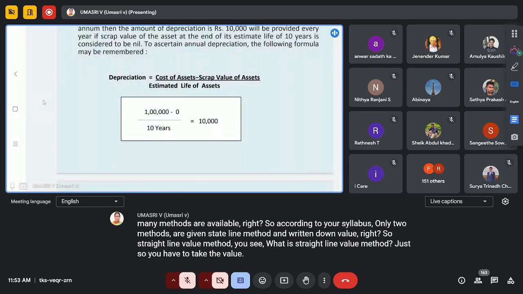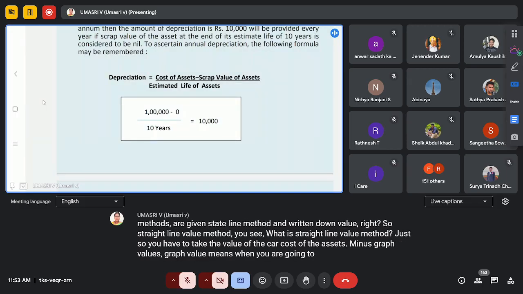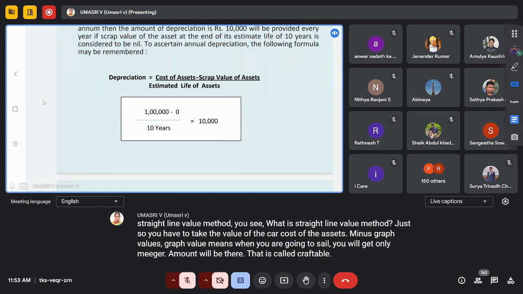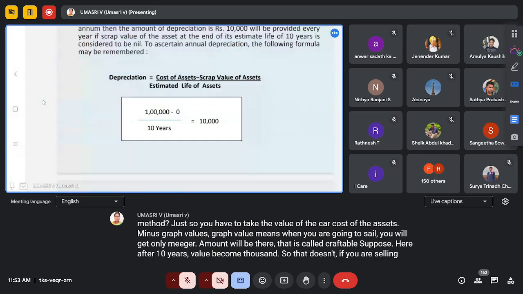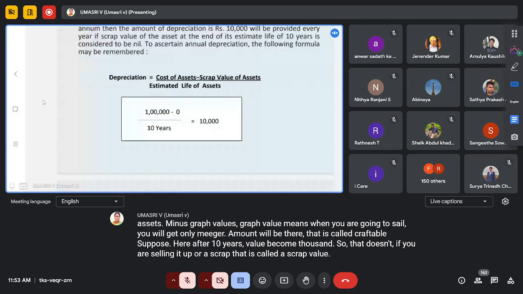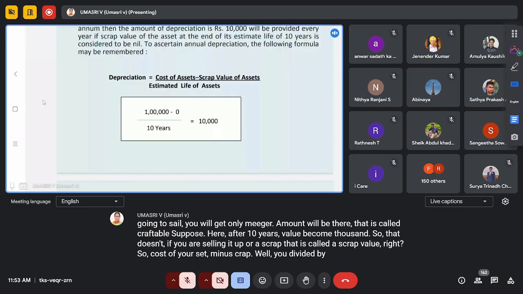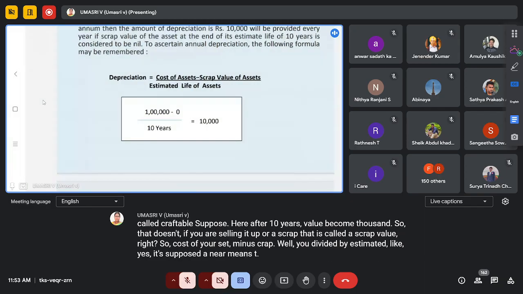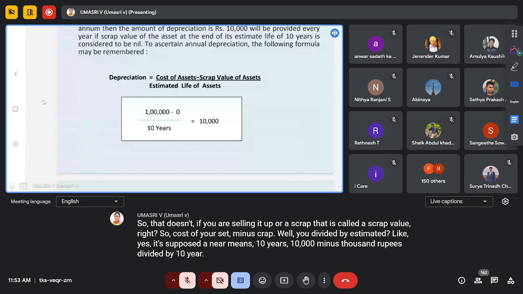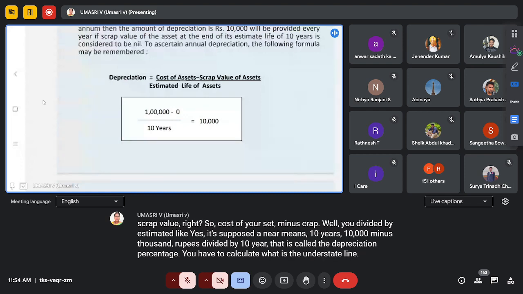You just have to take the cost of the asset minus scrap value. Scrap value means when you are going to sell, you will get only a meager amount. That is called scrap value. Suppose after the 10th year its value becomes 1000. If you are selling it as scrap, that value is divided by the estimated life of the asset. Suppose 10 years: 10,000 minus 1000 rupees divided by 10 years. That is called the depreciation under the straight line method.